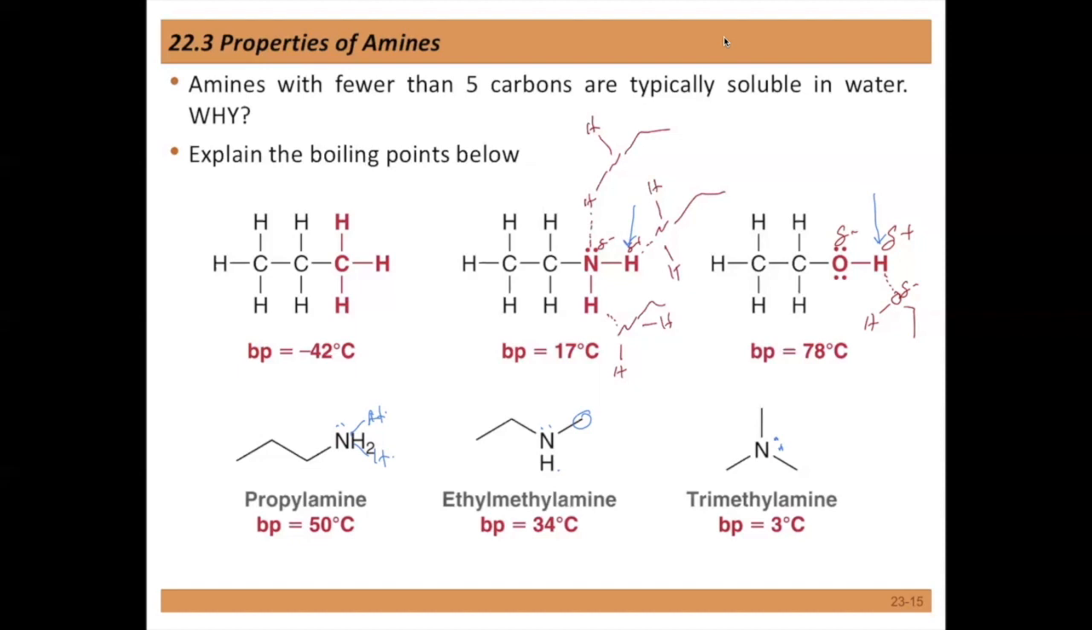Each one of these has 1 hydrogen bond acceptor, that lone pair right there. But notice this last one doesn't have any hydrogens to donate for a hydrogen bond. And so that's why its boiling point is so low.